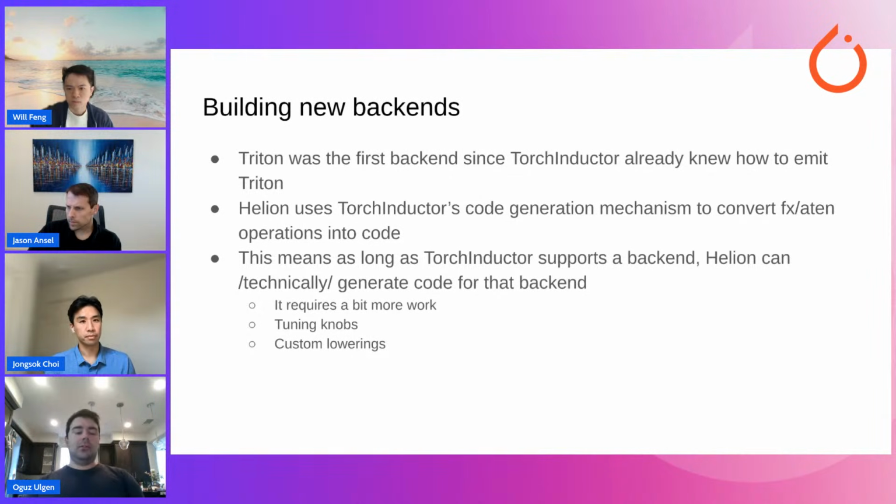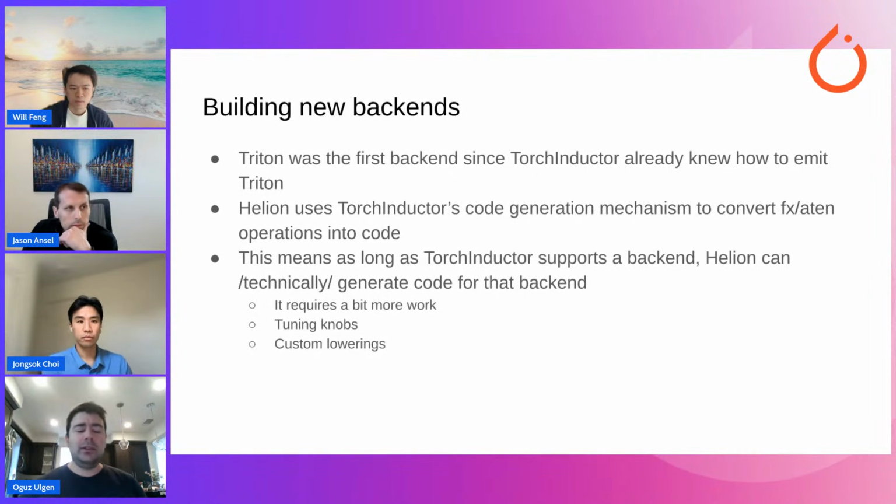But this means that we also need to update our custom lowerings. We need to add tuning knobs. An example of this would be, for NVIDIA hardware, we have warp specialization, or the reduction dims. These are more NVIDIA-specific optimizations. So if we wanted a different backend, we would have to have new knobs specifically for that backend. And we're going to go into this a little bit later in the presentation.